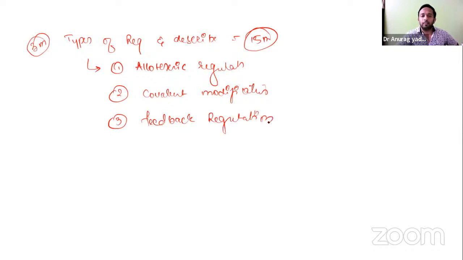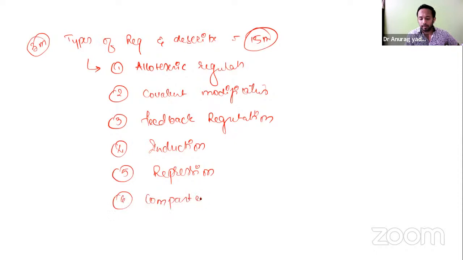Then we also have the other types which act on the gene, long term. That is called induction, that is inducing something. Fifth one, repression, means repressing or decreasing the concentration, or suppressing the synthesis. Last one is compartmentalization, which is that the enzymes are present in different compartments inside the cell.